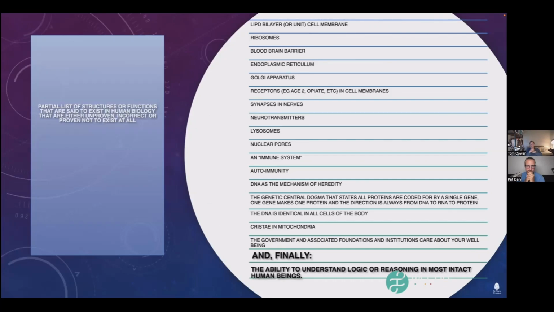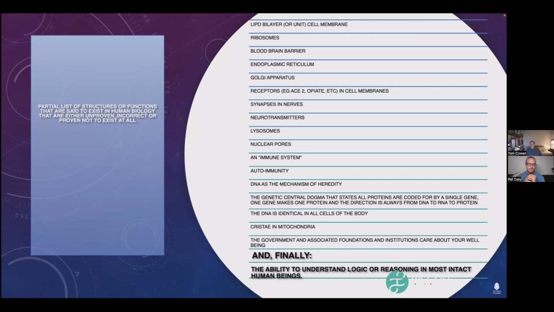So here are the things that don't exist or are not what they say they are. The lipid bilayer cell membrane, ribosomes, blood-brain barrier, endoplasmic reticulum, Golgi apparatus. There are no receptors, ACE2 receptors, opiate on cell membranes. There's no synapses and nerves. There's no neurotransmitters, lysosomes, holes in nucleus.